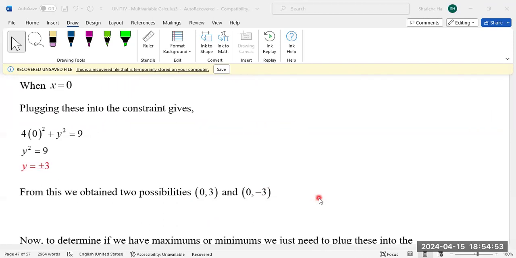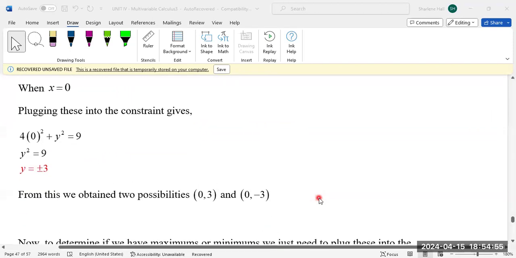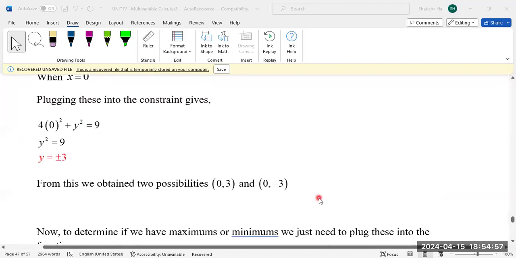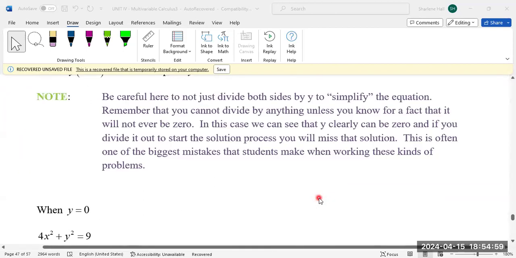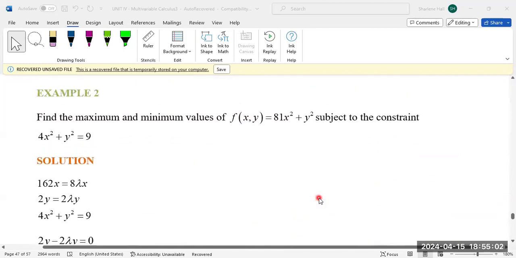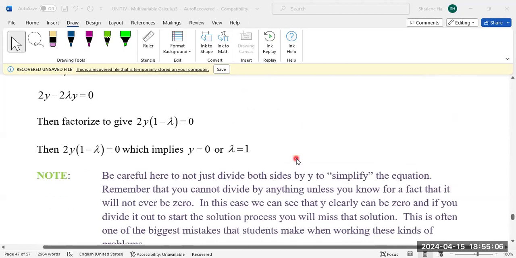And then that's where we're going to substitute now into our original functions. I don't know which one I started off with. Remember, the original function is f of x is equal to 81x squared plus y squared.